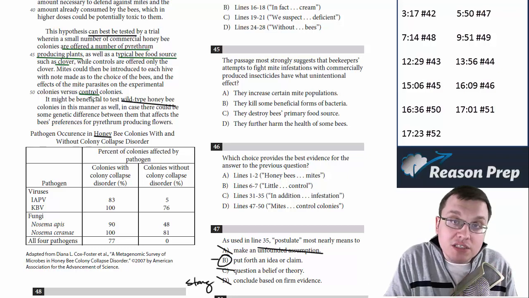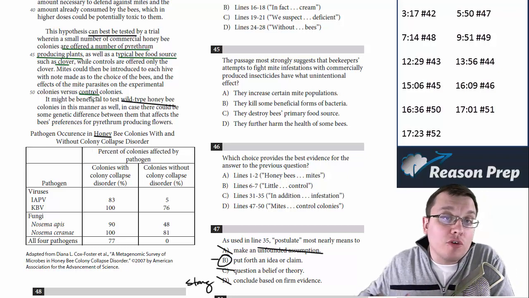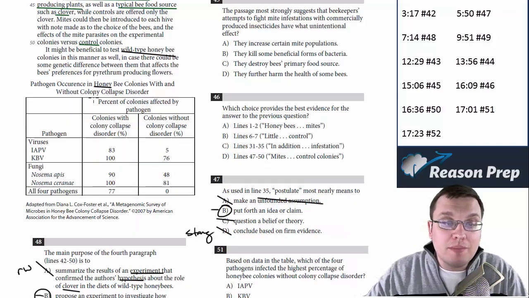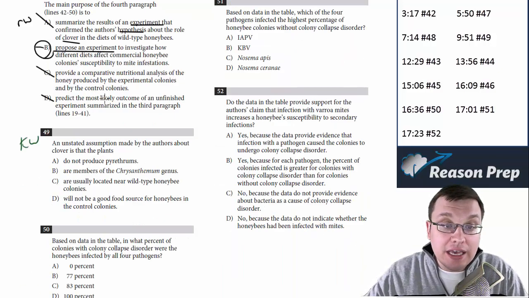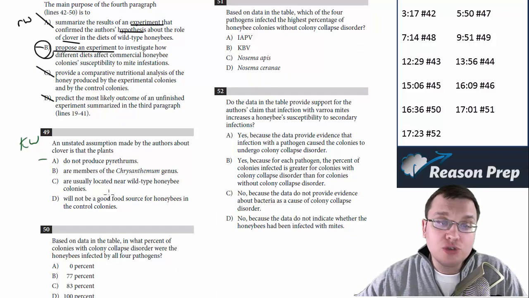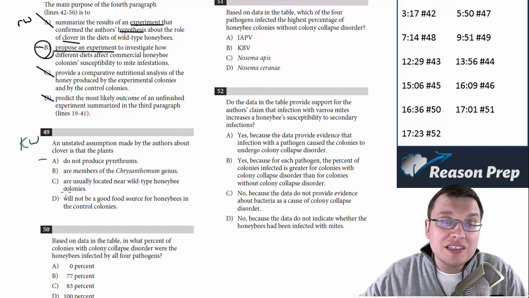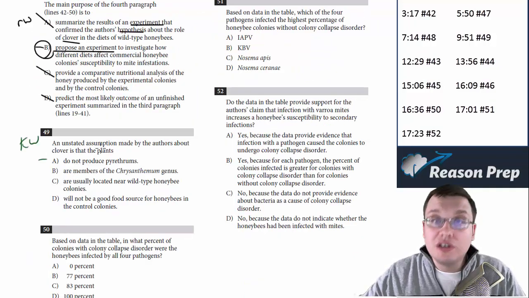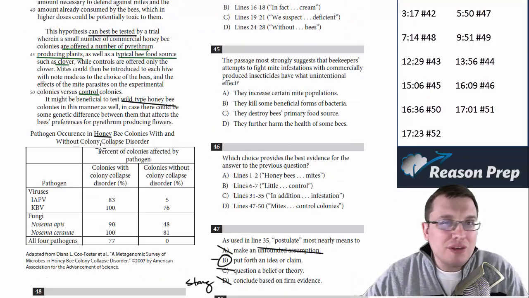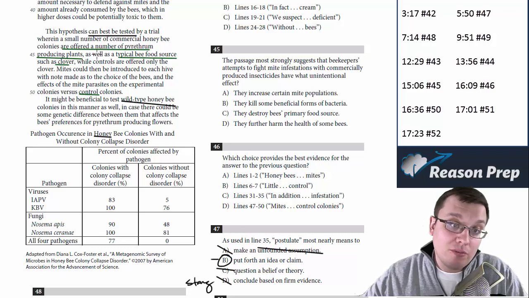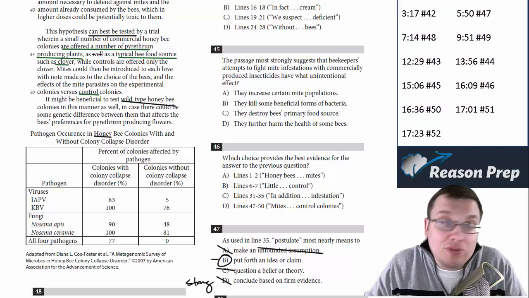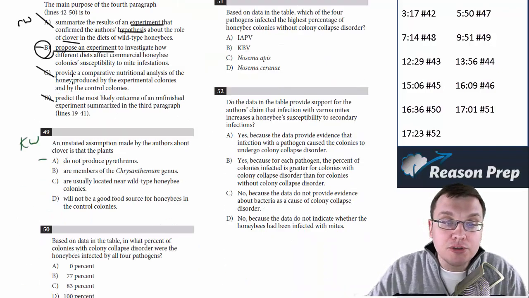You feed some bees clover, you feed other bees clover plus pyrethrum, and you see how they do when you introduce the mites. That's basically what the experiment is saying. So A looks good, right? Do not produce pyrethrums. So again, notice this is not a very far step away, even though it's an assumption question, an inference type question. You're not really reading too far into this, right? They're going to be offered pyrethrum plants and clover. Therefore, we can assume that clover is not a pyrethrum plant, right? A very simple, basic conclusion.